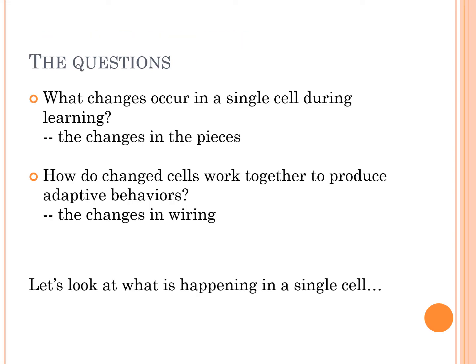Some of the basic questions that we want to ask ourselves when we're looking at learning and memory. I alluded to these questions earlier, but they're clearly questions we need to answer. One is, what are the changes that are occurring in a single cell during learning? We can think of this as the changes in the pieces. The second question is, how do those changed cells work together to produce adaptive behaviors? So what is changing between the cells as we are learning? This is a question of changes in the wiring between the cells. So we're going to start by looking at what's happening in a single cell.